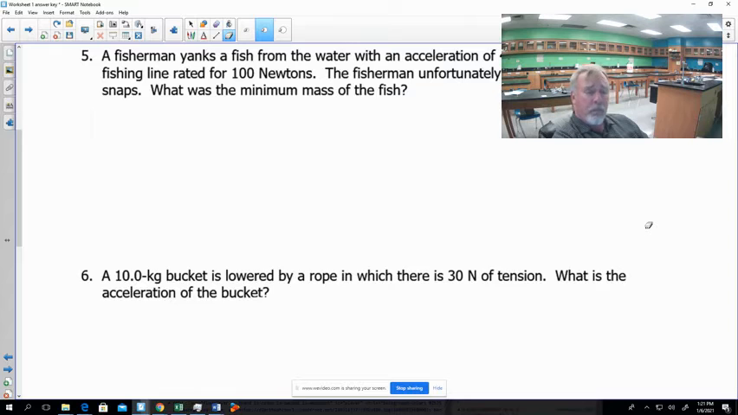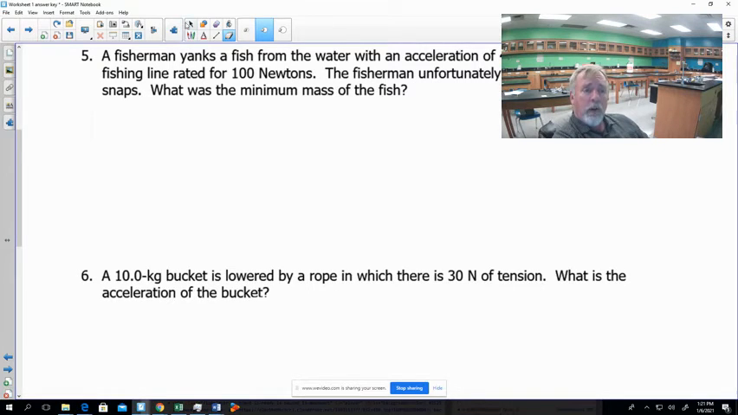Hi class, this is the video solution to problem number 5 in our Newton's second law worksheet. Here we have a situation where a fisherman is yanking a fish from the water with an acceleration of 4.5 meters per second squared, using a very light fishing line rated for 100 newtons. Fortunately, the fisherman loses that fish when the line snaps. We want the minimum mass of the fish.